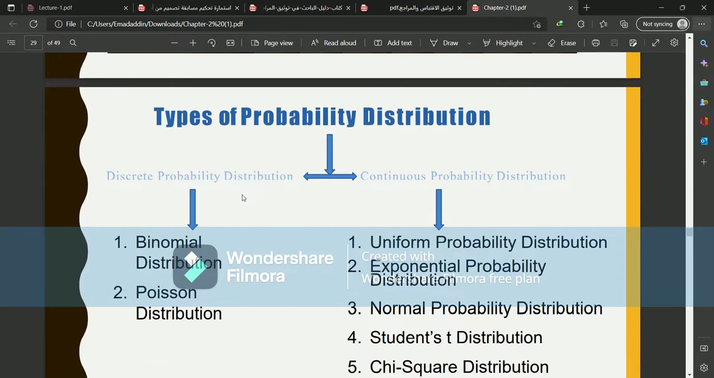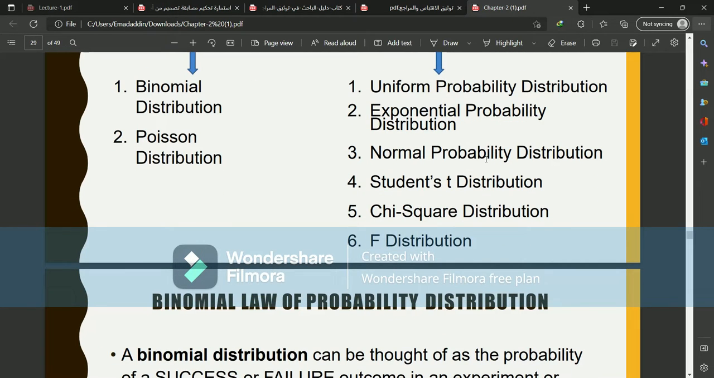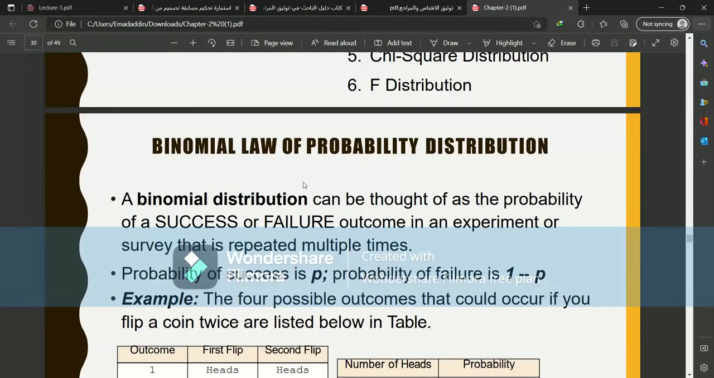Types of probability distribution: discrete probability distribution, binomial distribution, Poisson distribution, and continuous probability distribution: uniform probability distribution, exponential probability distribution, normal probability distribution, Student's distribution, chi-square distribution, F distribution. These are the types of continuous probability distribution, and these are the types of discrete probability distribution.